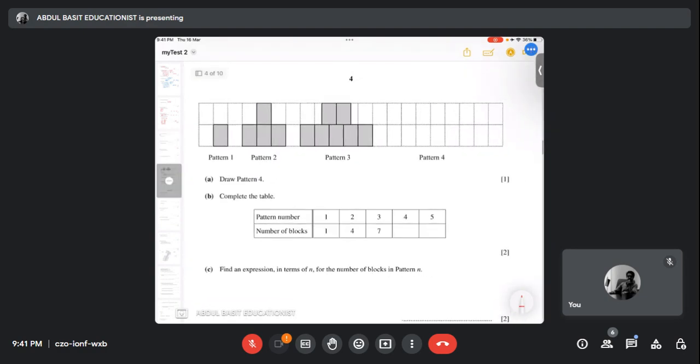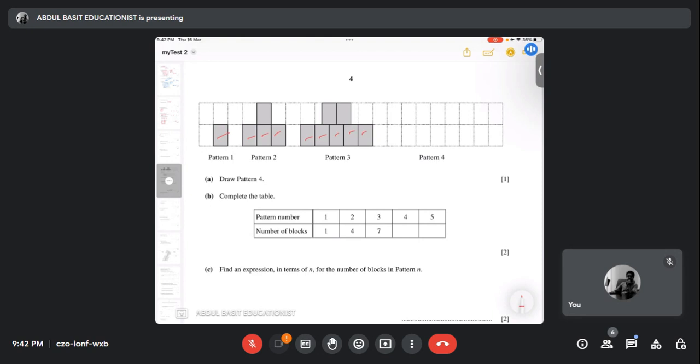Okay, now let's see. 1, 4, and then in pattern 3 we have 7 blocks. So check, 1 plus 3. Is this clear? Yes or no? Yes. Okay, 1, 3, 5. So there is one block in the first row, then we have 3, then we have 5. It means that in the next we have 7. Yes or no? Yes.